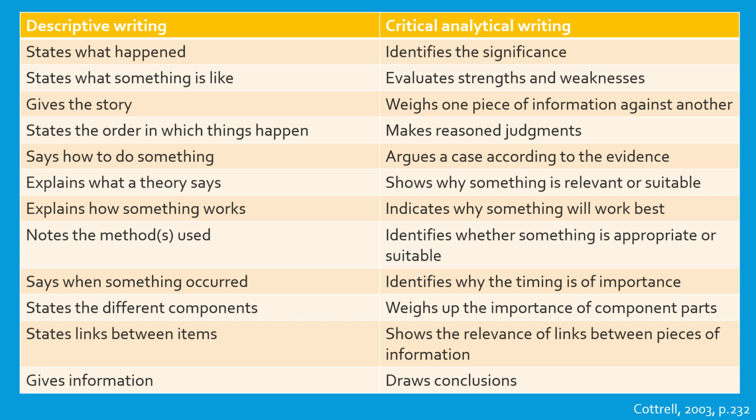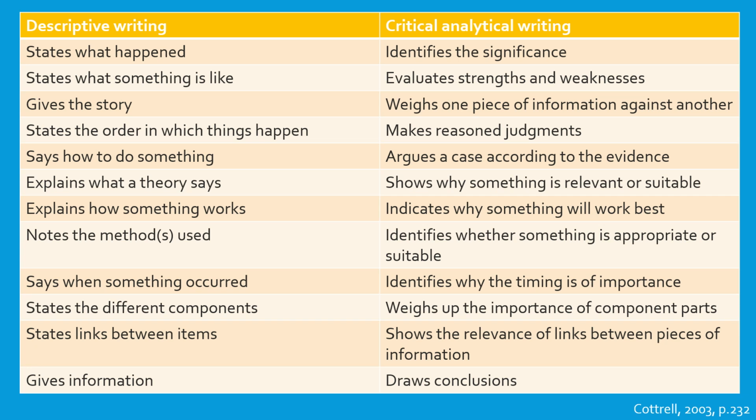Okay, descriptive writing simply says how to do something, but in critical writing, it argues a case according to the evidence. And this is where usually we get to see how one author argues against the use, for example, of one variable or one method, in relation to the phenomenon being studied. In descriptive writing, it explains what the theory says, but in critical writing, it shows why something is relevant, why something is suitable. Descriptive writing simply explains how something works, but critical writing indicates why something will work best.